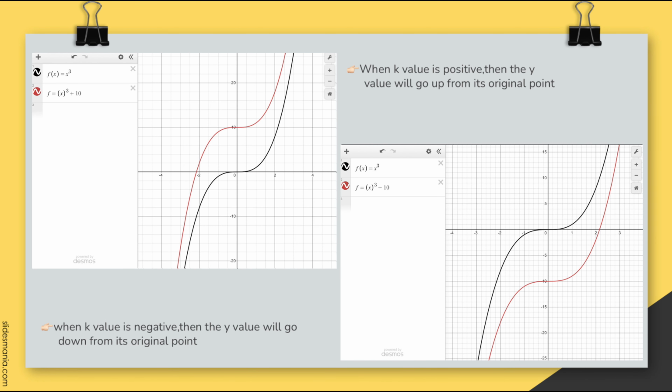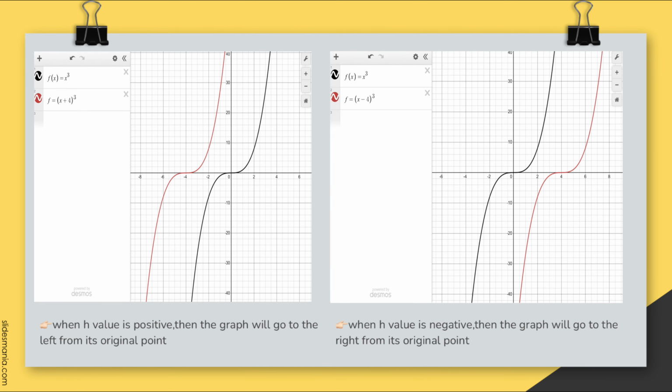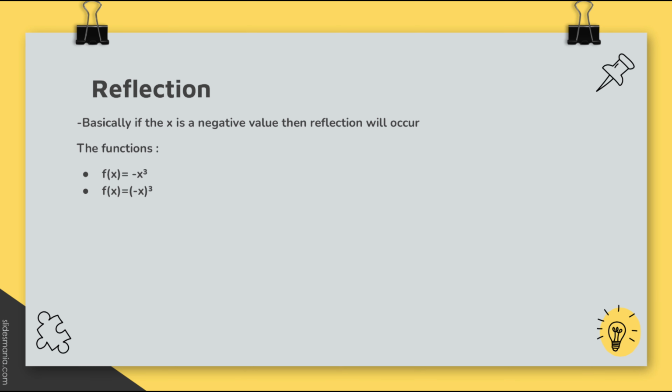We can see that when k is positive 10, then the graph will increase 10 units, while the other graph shows that when k is negative 10, then the graph will go down 10 units. When h value is 4, then the graph will go to the left because the 4 is positive, while the other graph shows that when the value of h is equal to negative 4, then the graph will go to the right.